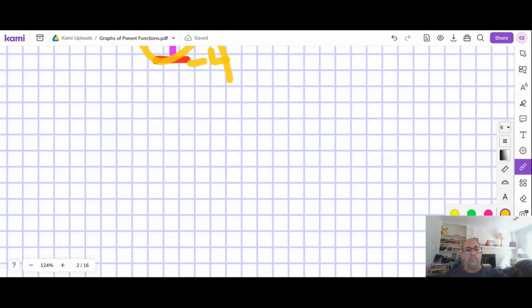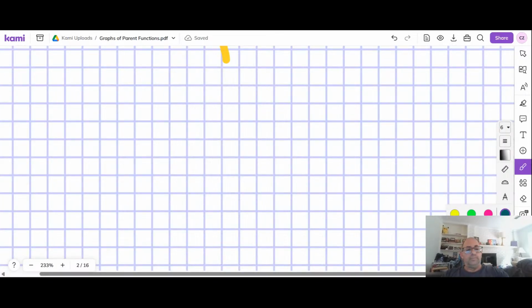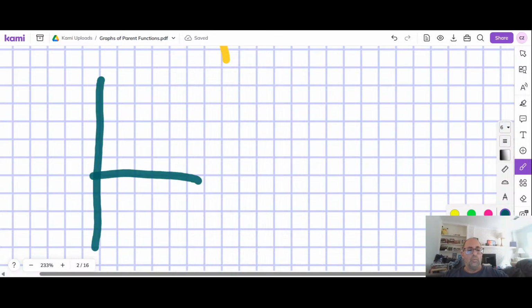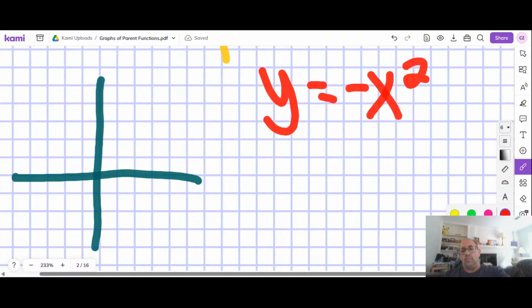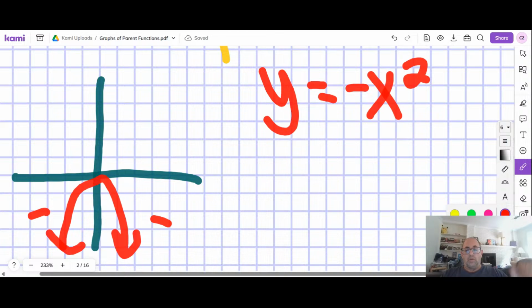Now, along the same lines, if you put a negative in front, like y equals negative x squared, it will flip upside down because when you put in a positive, you get a negative. When you put in a negative, you also get a negative. Because when you square something, you get a positive, throw a negative in front, it'll flip upside down.